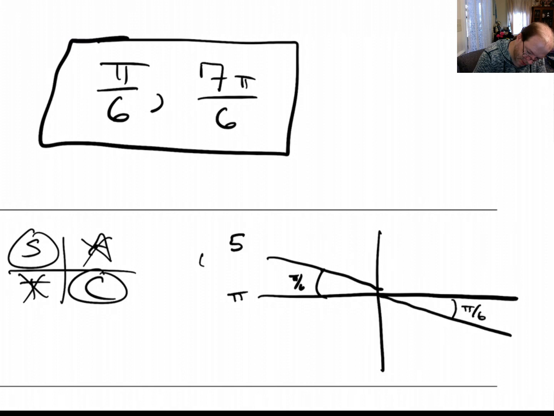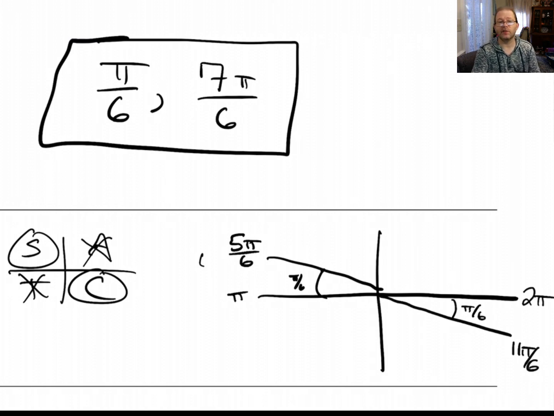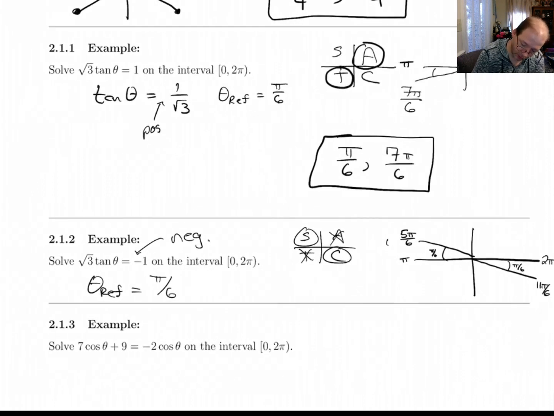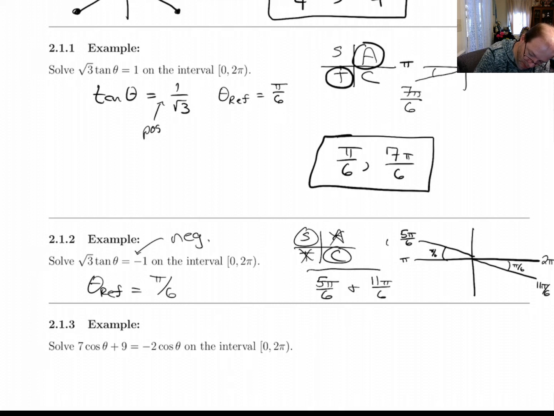So this up here is going to be 5 pi over 6. And this is going to be 11 pi over 6, because it's pi over 6 shy of 2 pi. So pi over 6 shy of 12 pi over 6. So my solutions are 5 pi over 6 and 11 pi over 6.